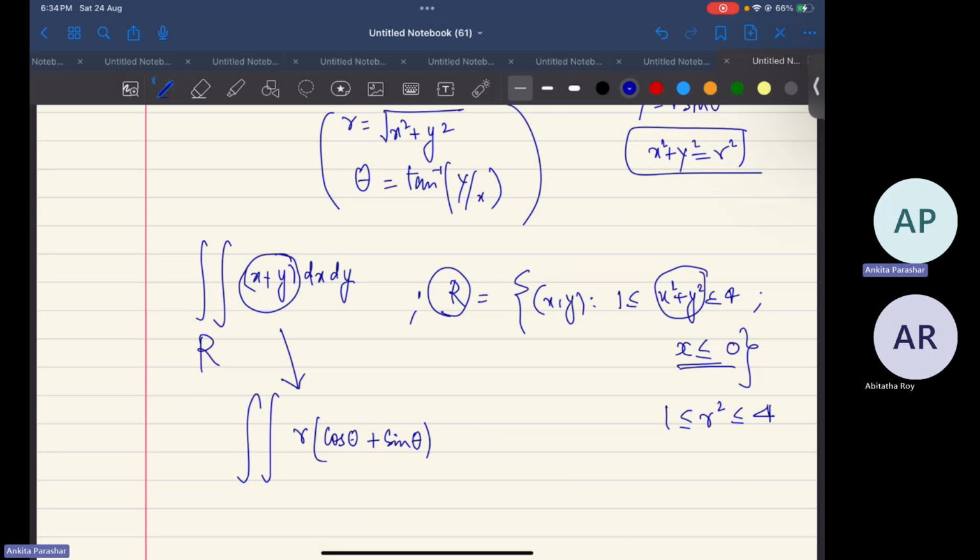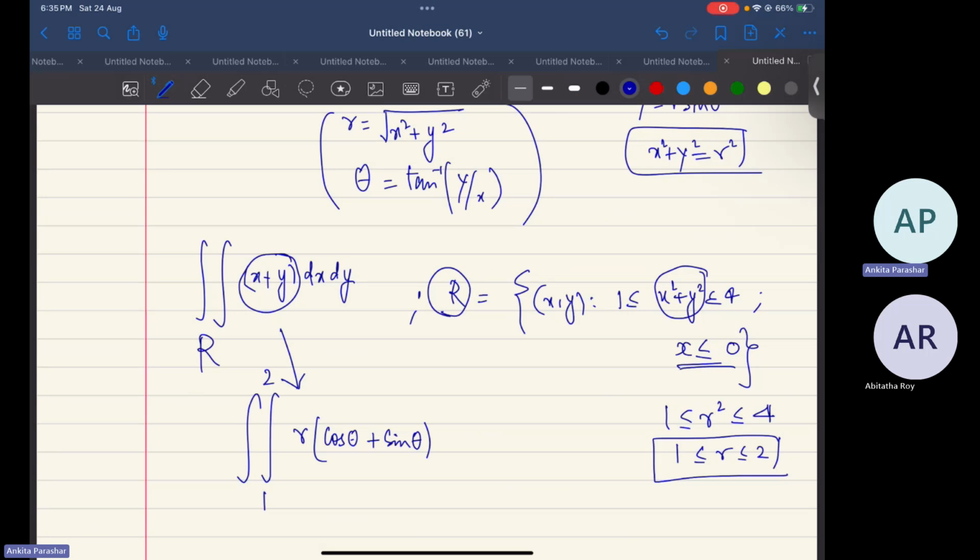Can I tell the domain for r? Between 1 and plus minus 2. But we are considering the negative side, negative or positive? It should say this, right? So your r has to be in this range. So you have determined your limits of r: 1 to 2.